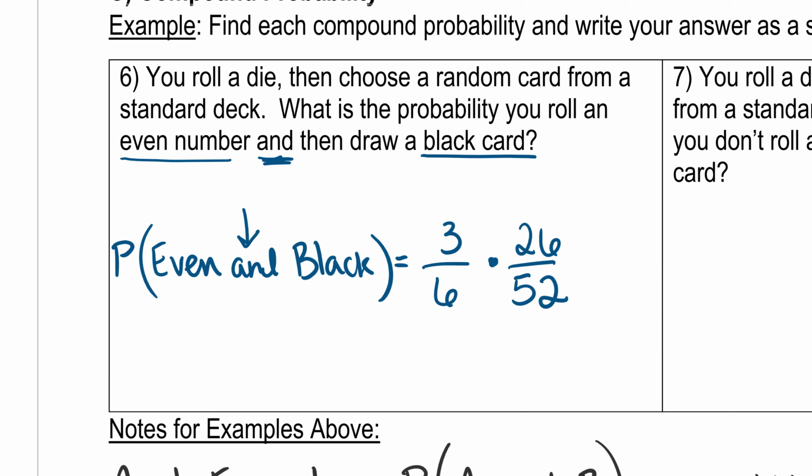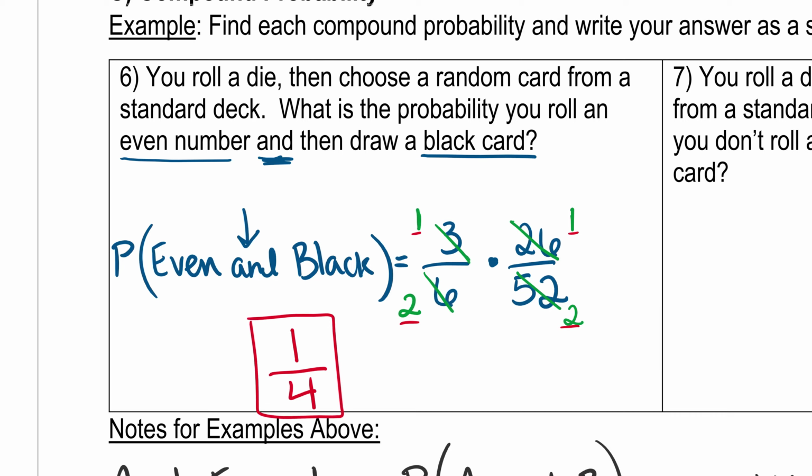Okay. Now, of course, with anything with fractions, I've always said that you should always reduce. That makes it a lot easier. So 3 out of 6, we can reduce that to 1/2. And then, of course, 26 out of 52, we already said was half, right? So when we multiply these, we multiply the top numbers. 1 times 1 is just 1. And the bottom numbers, 2 times 2 is 4. I can't reduce that, so that would be my final answer. So the probability of rolling an even number and drawing a black card would be 1 out of 4.